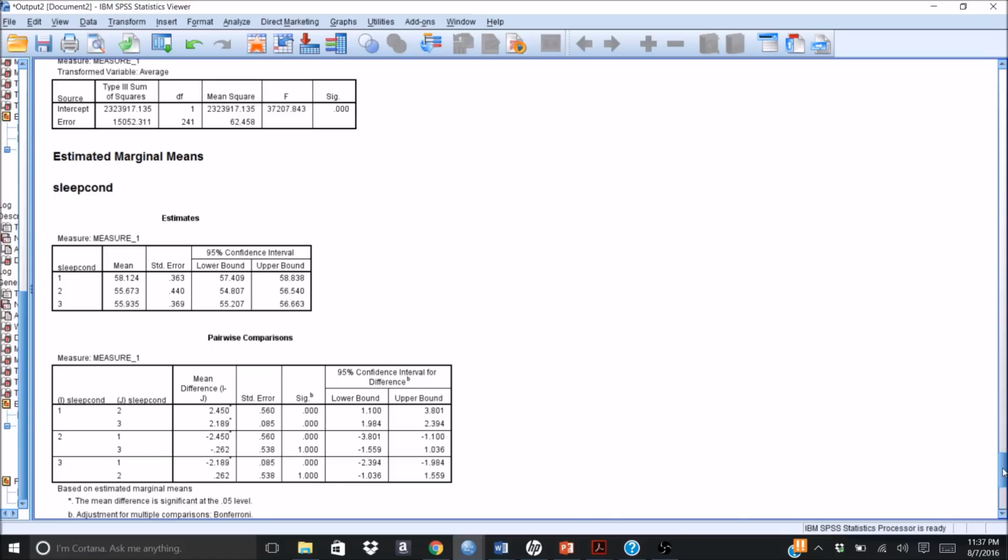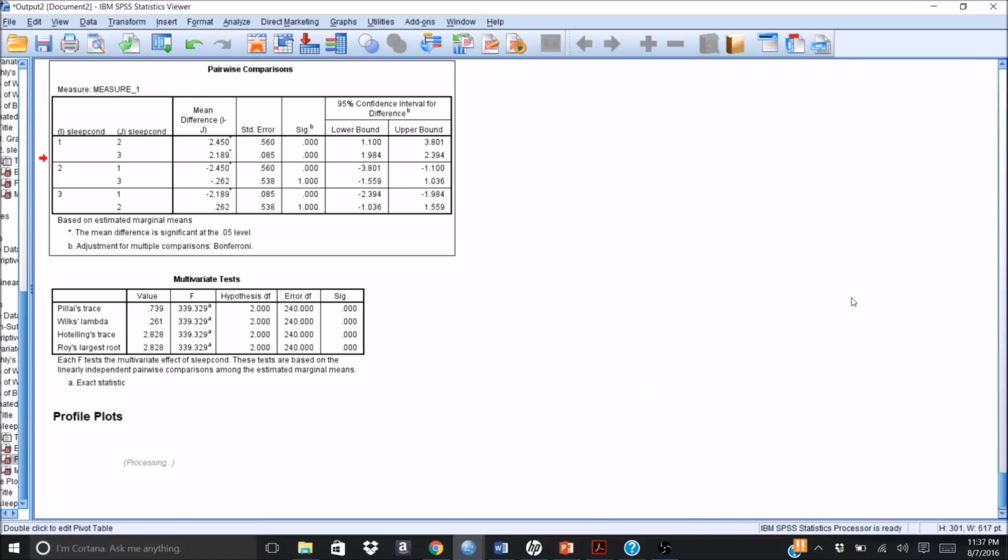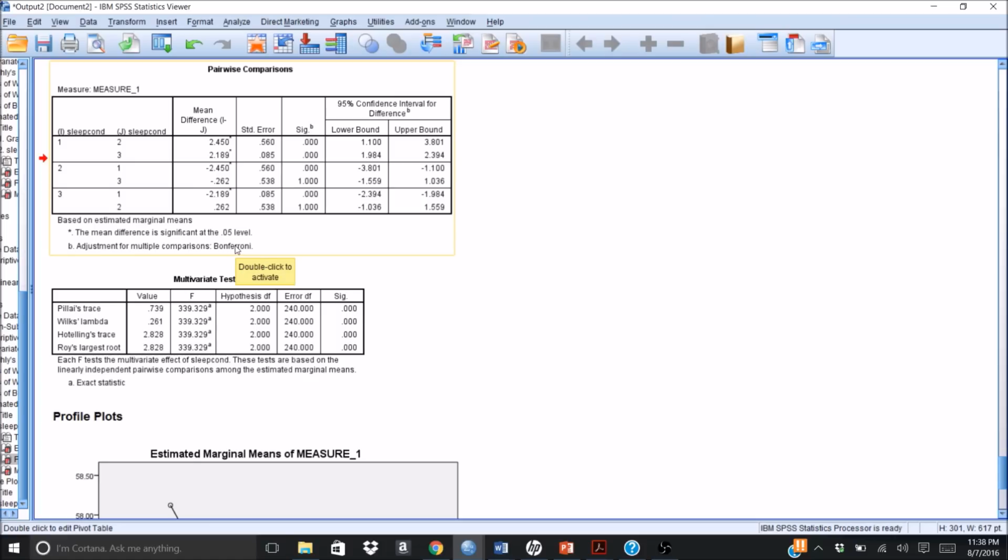So we're going to go back to our output and look at the next thing. I'm going to go down a few lines and look at these pairwise comparisons. This is my multiple comparisons, or my Bonferroni. The way that we want to read this is, my sleep condition 1 is going to compare to sleep condition 2. And I come across, this is the difference in the means. So the mean of one minus the mean of the other was 2.45. I'm going to keep going across, and it is actually significant.